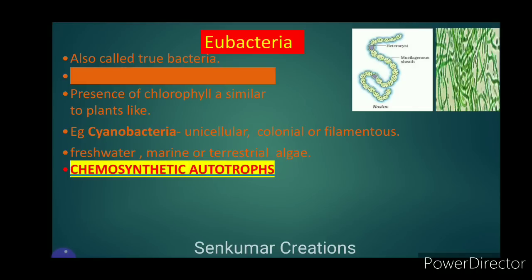Next is the chemosynthetic autotrophs. There are two types of autotrophic bacteria: photosynthetic and chemosynthetic, not heterotrophic. Photosynthetic bacteria use sunlight and chlorophyll to produce food, and chemosynthetic bacteria use chemicals to produce food.